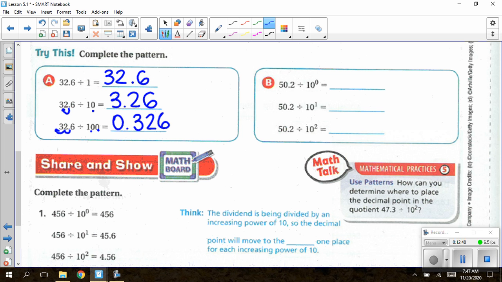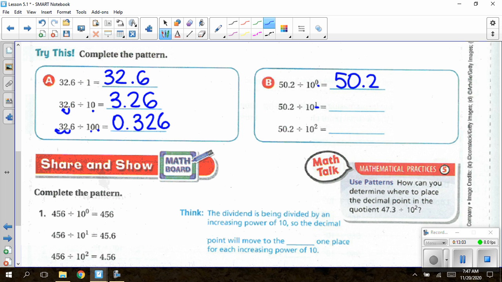For B, notice we have our powers of 10 with our exponents. So the exponent is what is telling us how many swoops to do. Because my exponent is a 0, I do not swoop at all, so I'm left with my 50 and 2/10. Now if I divide by 10 to the first, my exponent of 1 tells me 1 swoop.